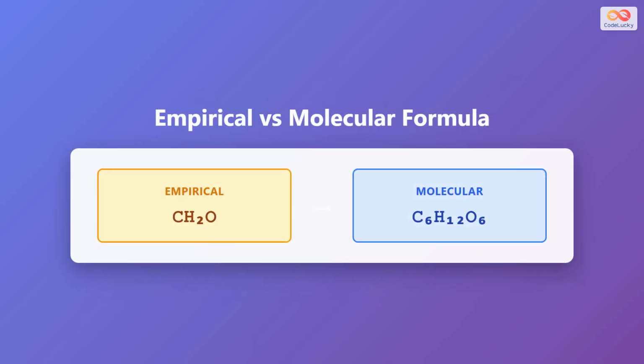Here's a perfect example to illustrate the difference. Consider glucose. Its empirical formula is CH2O, which represents the simplest 1:2:1 ratio of carbon, hydrogen, and oxygen. However, the molecular formula is C6H12O6, showing the actual composition. Notice that the molecular formula contains the same ratio of elements, but with larger numbers. This relationship between empirical and molecular formulas is the key to our calculation method.